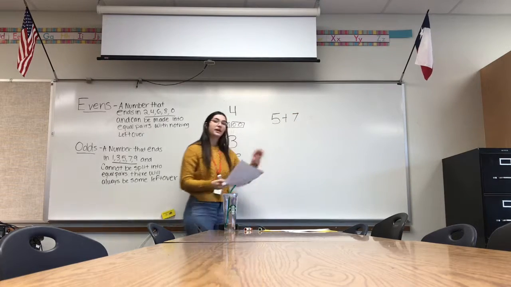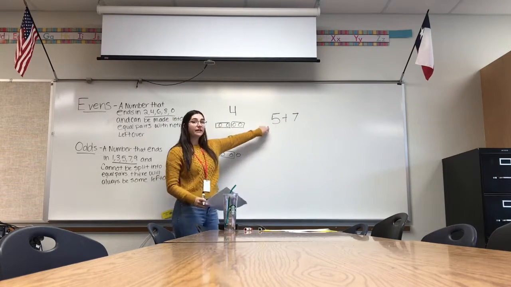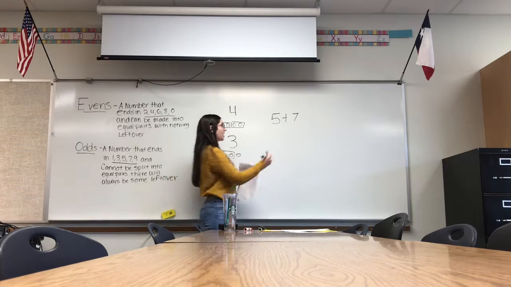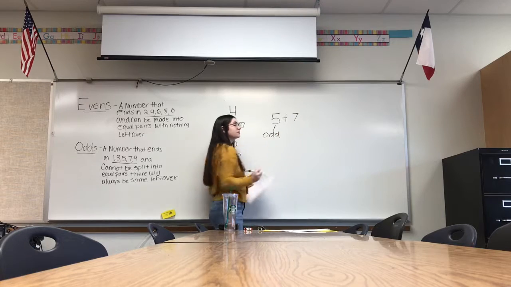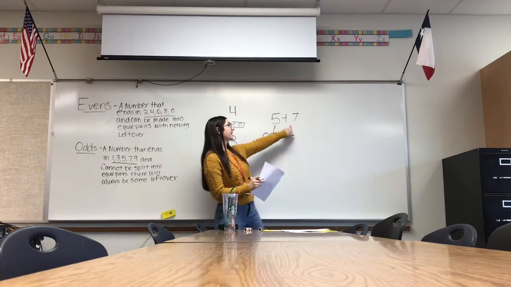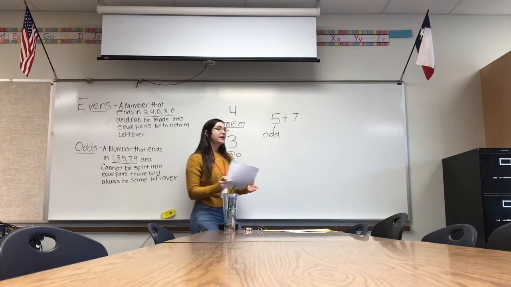5 plus 7. Is 5 an even or an odd number? Odd. That's step one. Step two. Is the second number an odd or even number? An odd number.